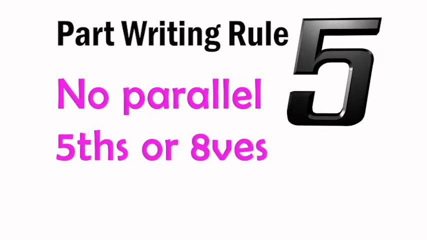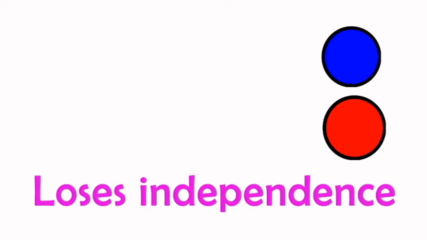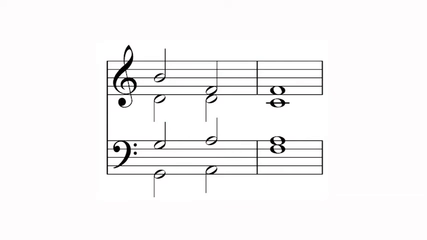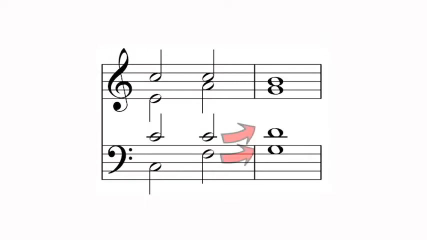Part writing rule number 5. No parallel fifths or octaves. This is the rule that many students remember from theory class. When voices move in perfect intervals, that is the octave or the fifth specifically, they lose a sense of independence. It's almost as if they sound like one voice. For this reason, we have a very specific rule in music theory that voices should not move in parallel motion by octave or by fifth.